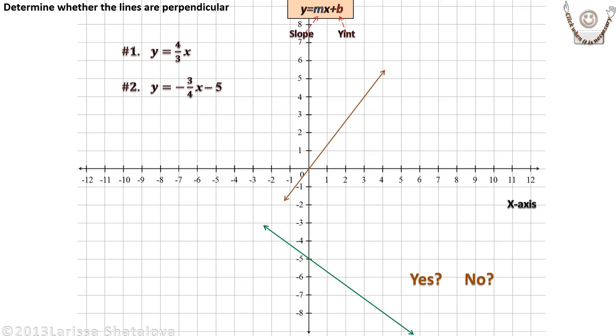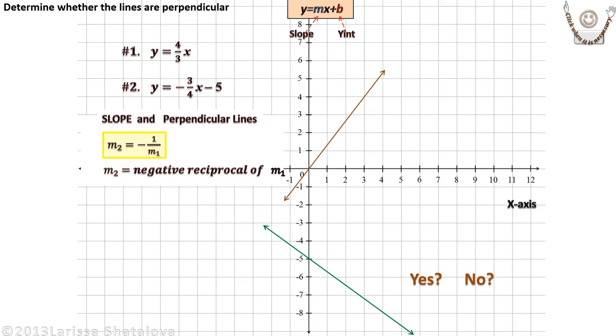Determine whether the lines are perpendicular. We have equations for 2 lines and we have graphs. Let's focus on equations. What do we know about perpendicular lines? If lines are perpendicular, then slope of the second line is supposed to be negative reciprocal of the slope of the first line. So let's work out slope for the first line, which is 4 over 3, and slope for the second line is negative 3 over 4.